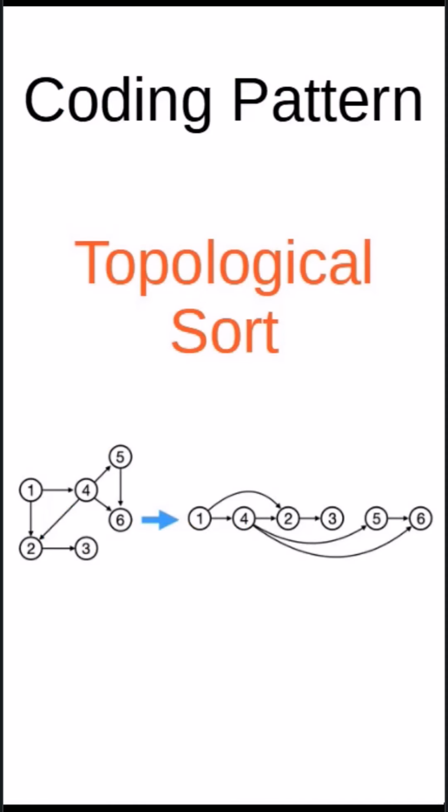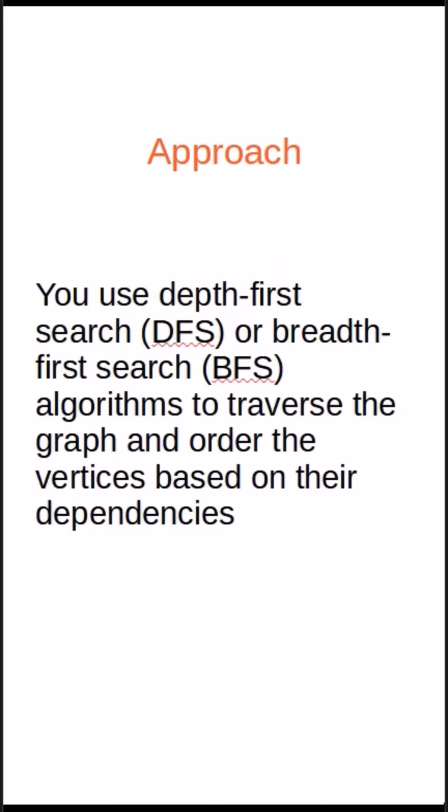Let us discuss topological sort, an algorithm for sorting vertices in a directed acyclic graph based on their dependencies. Whenever you need to order tasks or events with dependencies, such as in project scheduling, task planning, or course prerequisites. So how does it work? We can use a DFS or BFS algorithm to traverse the graph and order the vertices based on their dependencies.